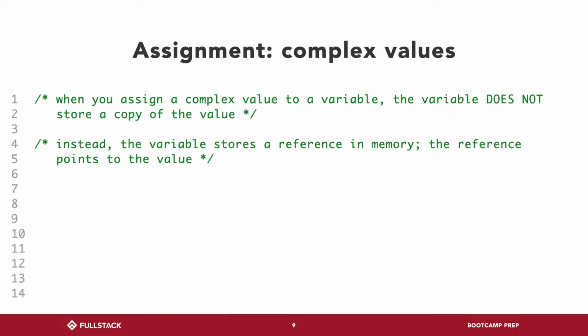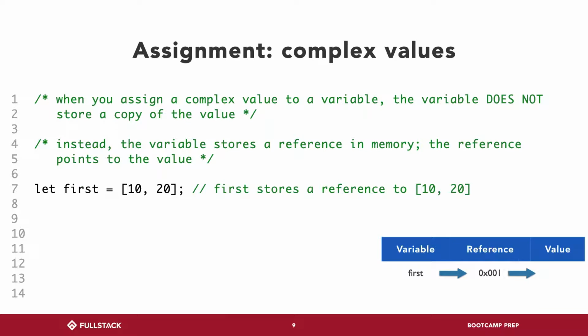So complex values: when you assign a complex value to a variable, the variable does not store a copy of that value, okay? I said this before. Not a copy of the value, but it stores a reference to that value in memory. The value is stored somewhere in memory, and the variable stores a copy of that reference, okay? The reference points to the value. So we say let first equal 1020. First stores a reference to 1020. So first, the variable, is pointing to the reference. And this 0x001 number down here, can you guys see this?